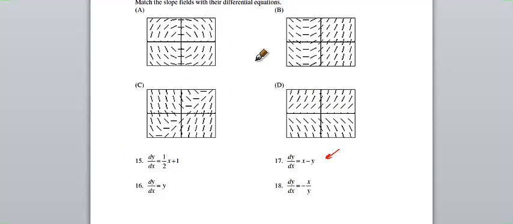So this is 15. So 15 is B, because as you move up and down, it doesn't change. We already know this is C because we graphed that one already together. This one, the x is not present, so as you move left and right, it won't change. So that's D. And now 18 has got to be A just by method of elimination.